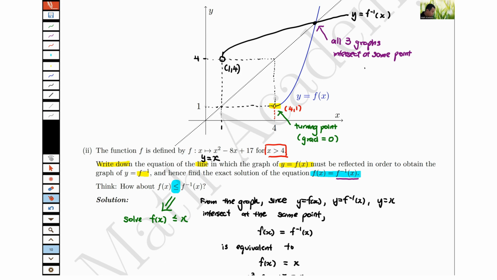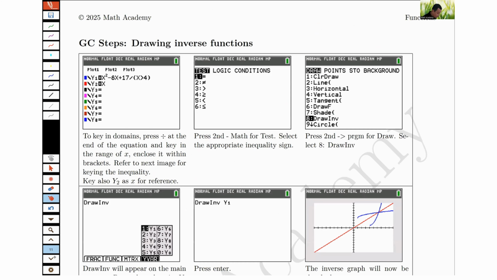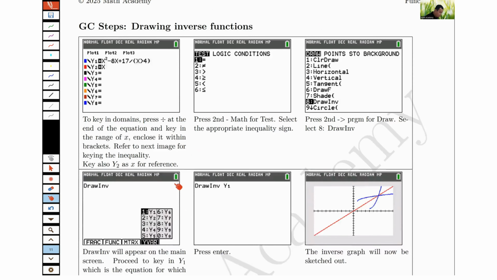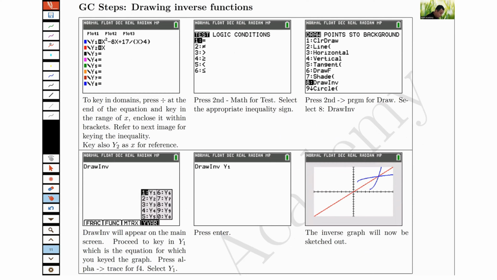Okay, but I want to show you, you go to the next page, this inverse function can be drawn on the GC. I cover the steps first, then I get you to try it out. When you want to draw an inverse function, the domain can be keyed with a division. This is a domain. You can key as you divide, then you put bracket x. The inequality sign can be found when you press second math. Second math, you can select whichever inequality that you are looking for.